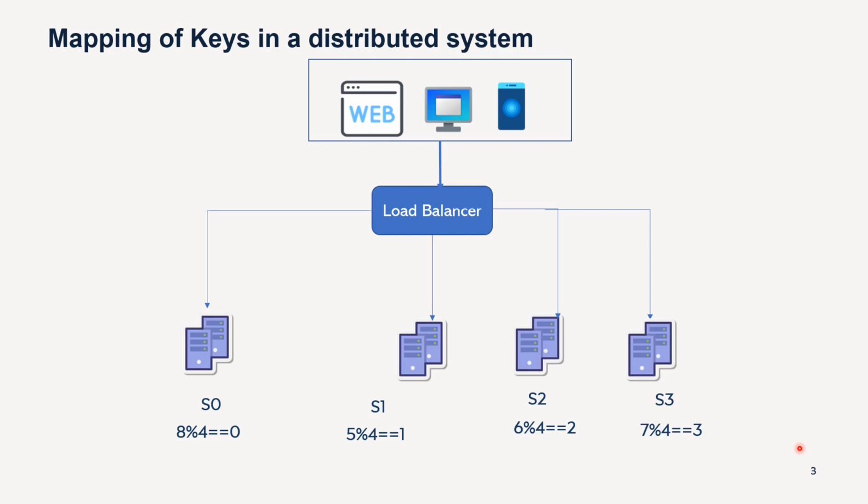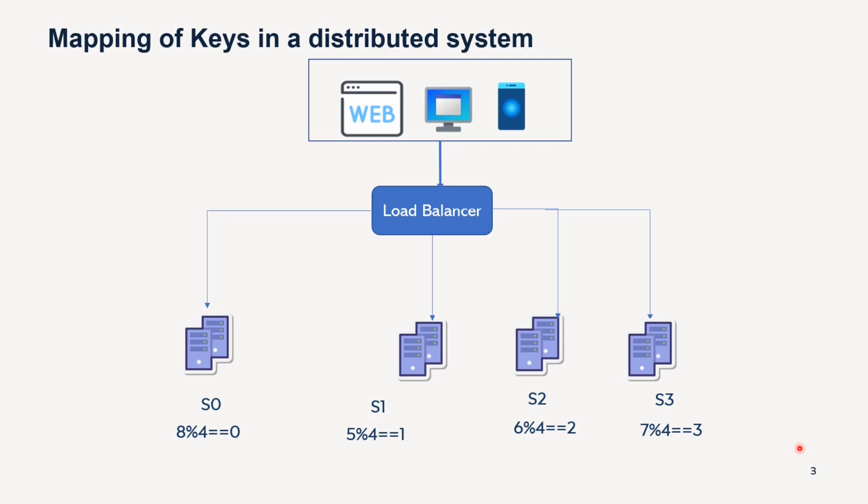So we see that we have a defined hash function. Whatever request or key is coming, we find out the hash value of that, and by that value, we decide which server it should go to.